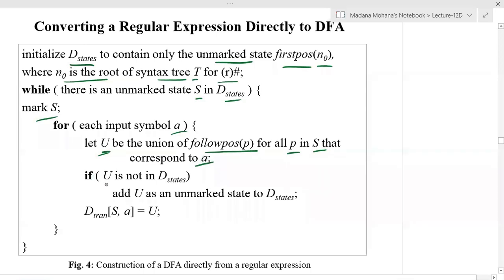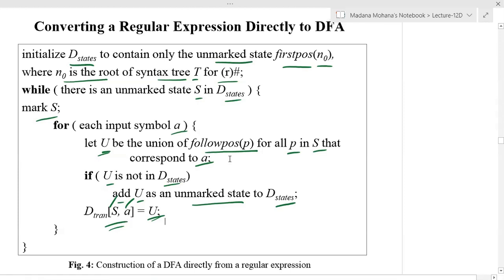Then if U is not in Dstates, you have to add U as an unmarked state to Dstates. Then you can find the transition for that state: Dtran[S, a] = U. Then you add U to the DFA. Whenever a new state occurs, you can rename it as one set. Then you can find the transition.